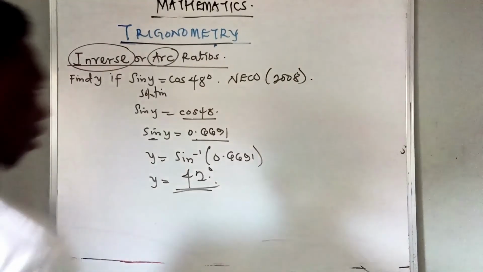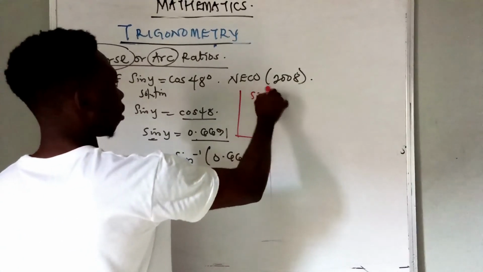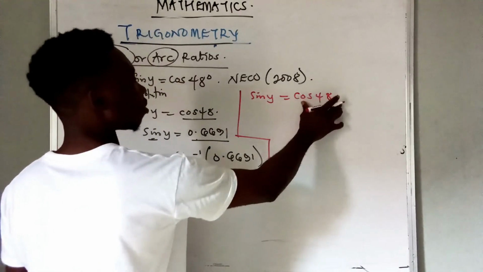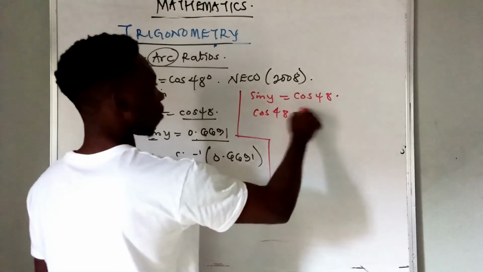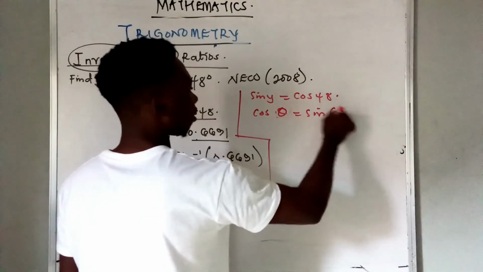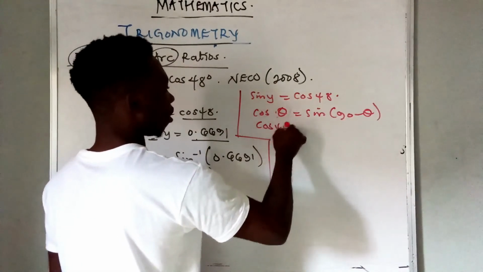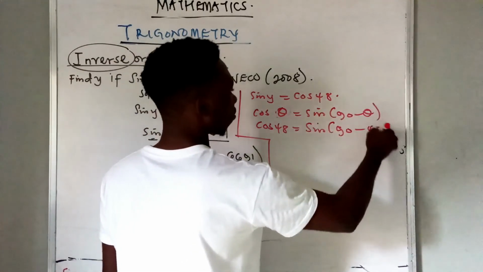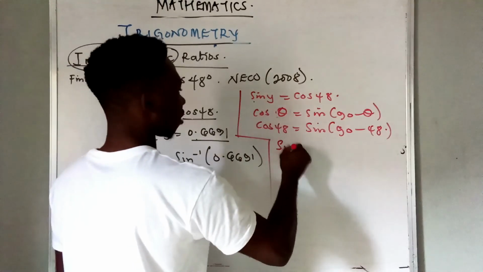Now, if you don't want to use this approach for this particular question, you don't use this approach. Since you are given that sine y is equal to cos 48, let's express cos in terms of sine. Cos 48 is equal to, remember when I said that cos theta is equal to sine 90 minus theta. So cos 48 is equal to sine 90 minus 48.